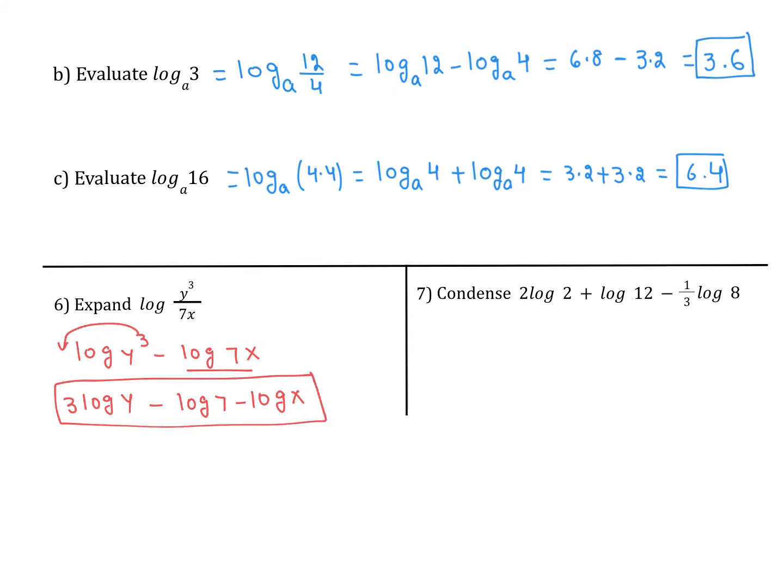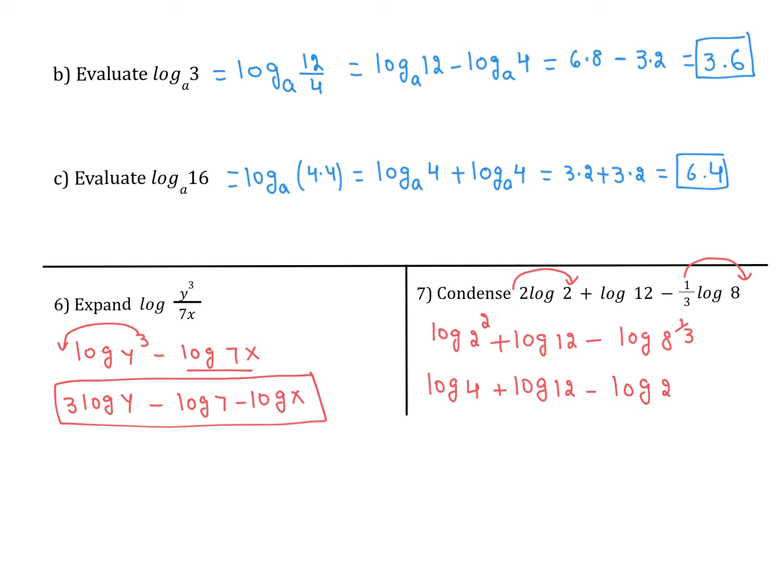Number 7, you're applying the properties of logarithms. First, the power property, plus log 12, and here the power property again. So what you've got here is log 4 plus log 12 minus 8 to the power 1 over 3, which means you're taking the cube root of 8, which is going to be 2.